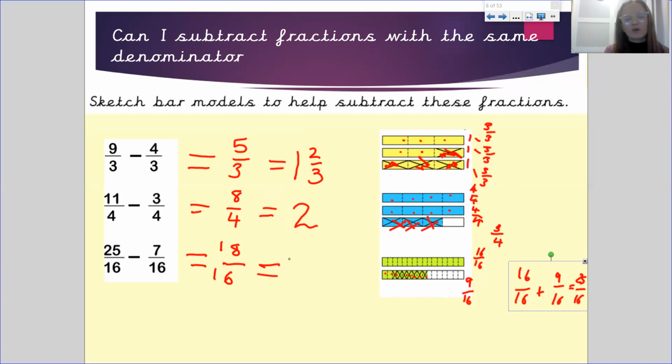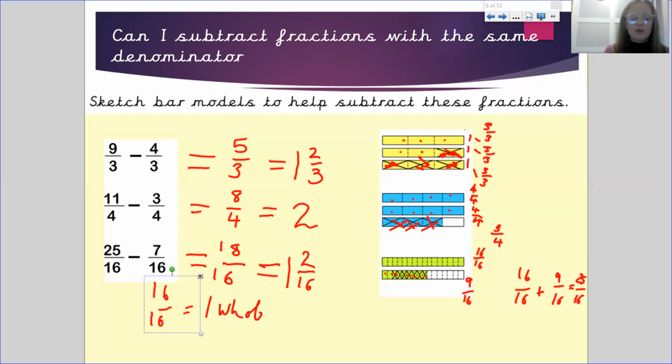And our mixed number would then be 1 and 2/16. Okay? Because we know that 16/16 is equal to 1 whole. And then we're left with 2/16. So it's 1 whole and 2/16.